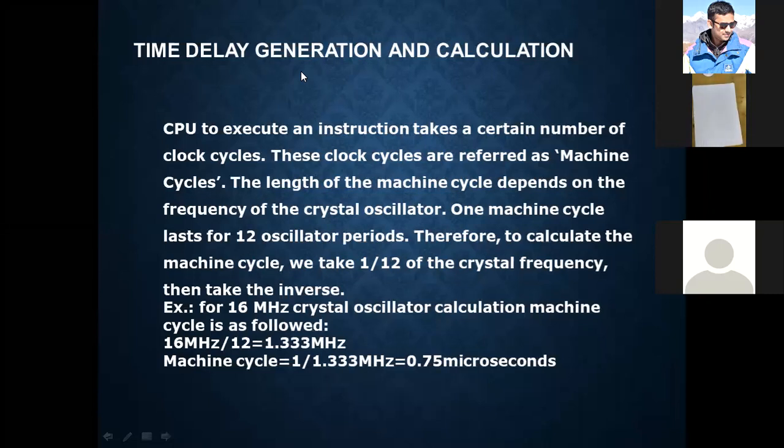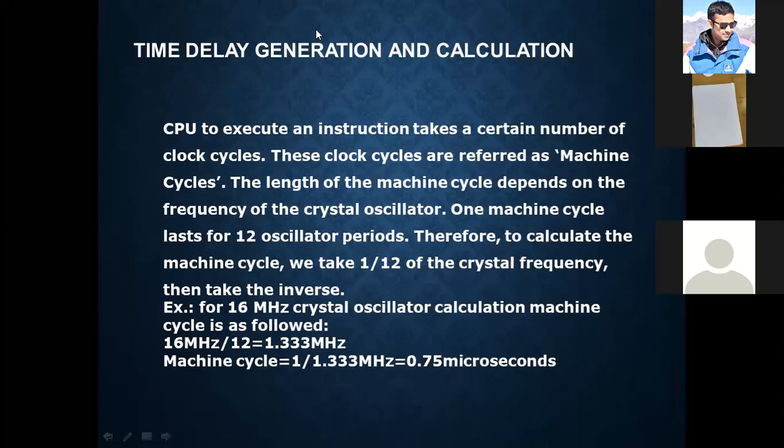Yeah, so today we'll be discussing how to generate the delay. Now, what is delay? For example, suppose an LED is glowing. Now, if this LED is turning on and turning off, turning on and turning off, and this is repeated continuously.